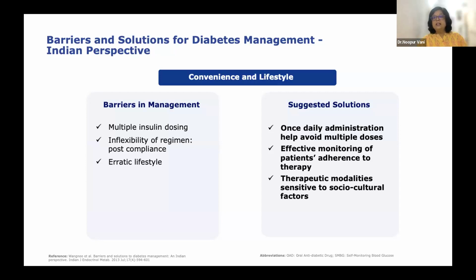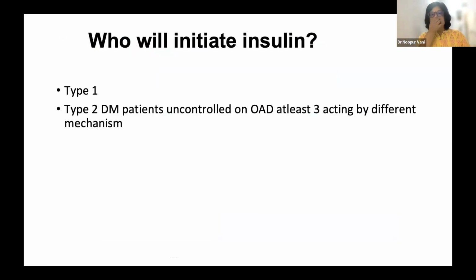Erratic lifestyle: some of these ministers, these executives, they do not have any sleeping time, they do not have any eating time. So we have insulins which work very well, once weekly insulins. So many insulins we have.